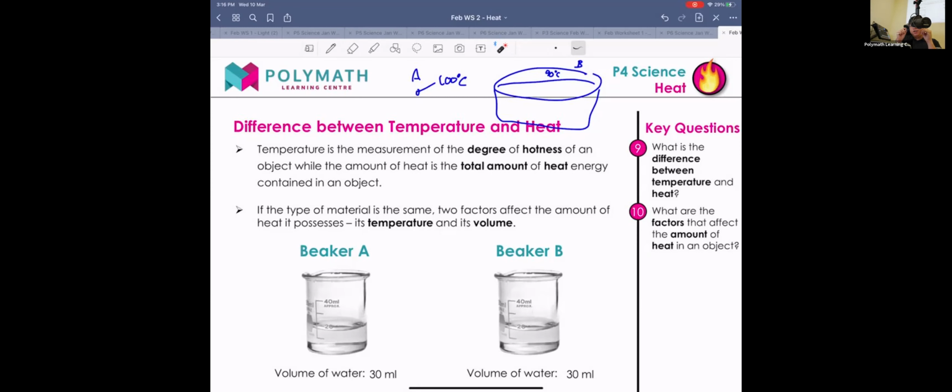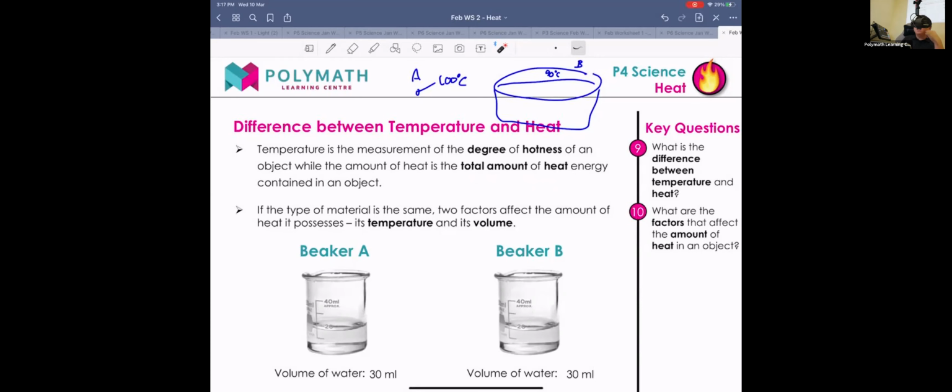Temperature measures the degree of hotness of an object. You have to memorize this phrase, degree of hotness. But it is not everything that determines the total amount of heat. It is just half the story. The full story is, do you have enough water? Do you have enough mass of substance?